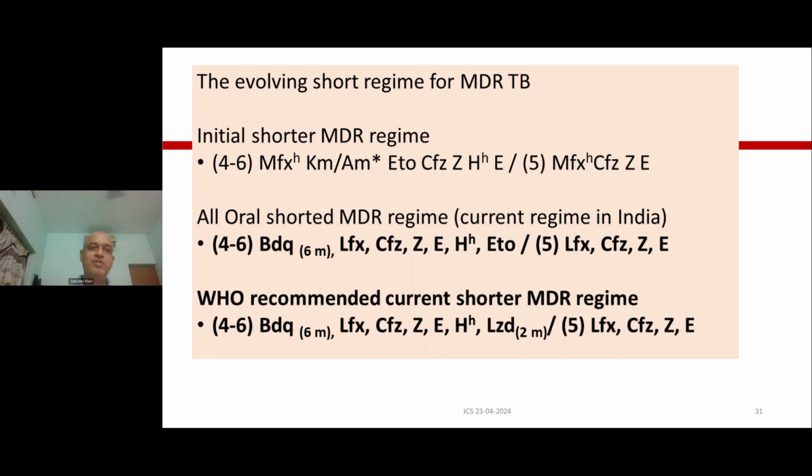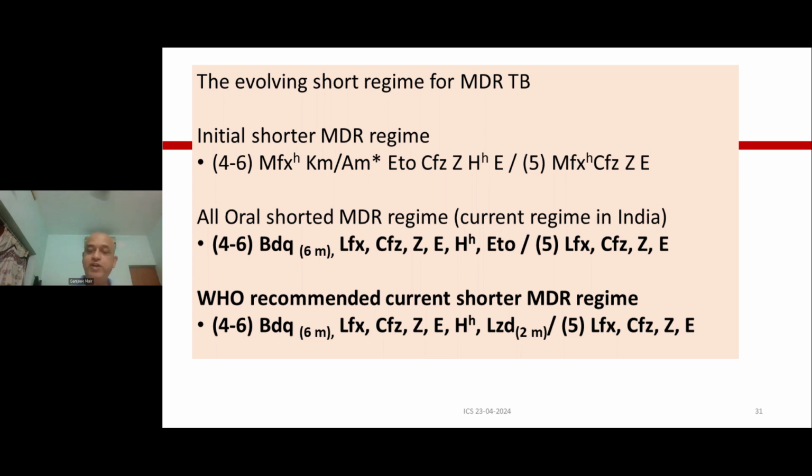So at the end of it all, the regimen has been evolving also. The shorter regimen initially came with kanamycin, moxifloxacin, ethionamide, and all that. But then kanamycin was stopped in programmatic conditions, so they moved to amikacin. But then soon we moved to a fully oral regimen with bedaquiline and the other drugs: linezolid, bedaquiline, levofloxacin, clofazimine, pyrazinamide, ethambutol, high-dose INH, and ethionamide. After stopping, you continue with the continuation phase of levofloxacin, clofazimine, pyrazinamide, and ethambutol.